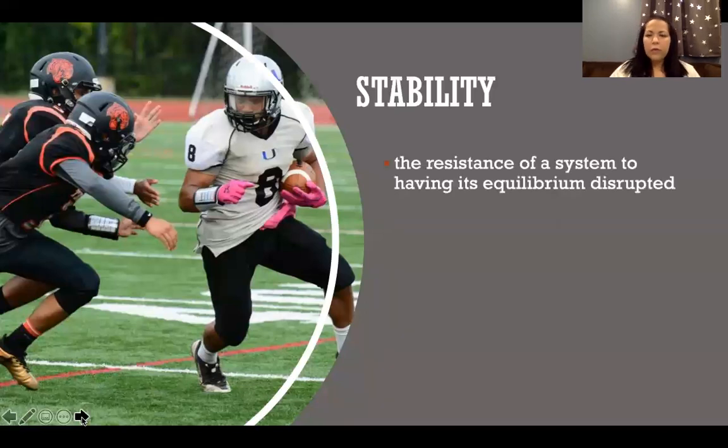Stability is the resistance of a system to having its equilibrium disrupted. This is separate from balance, meaning the ability to control equilibrium. This is a quality of the system itself, not our ability to control the system. So it's the resistance of a system to having its equilibrium disrupted. It either occurs or not, just like equilibrium. Either a system is stable, or it's unstable.